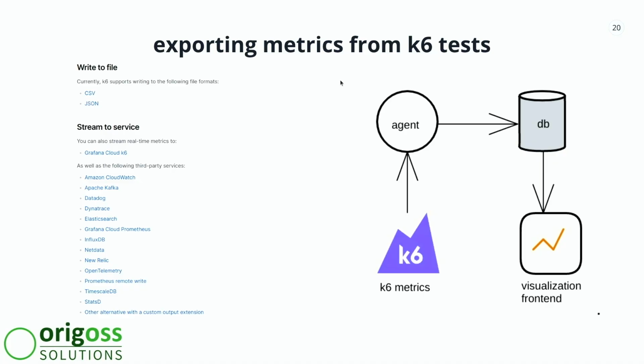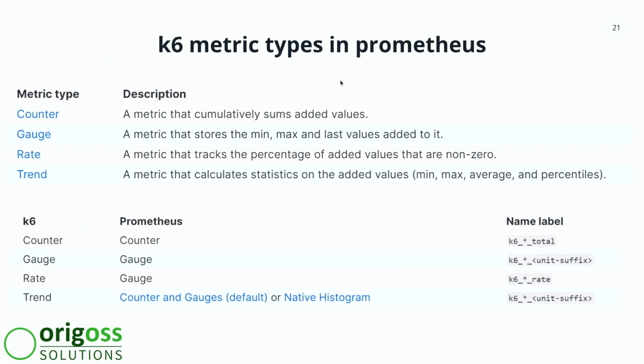But for Prometheus, we need to map the K6 metric types to Prometheus metrics type. This is a more advanced topic, but I want to highlight the native histograms feature. Is there anyone who's using native histograms? No, then I have to explain.